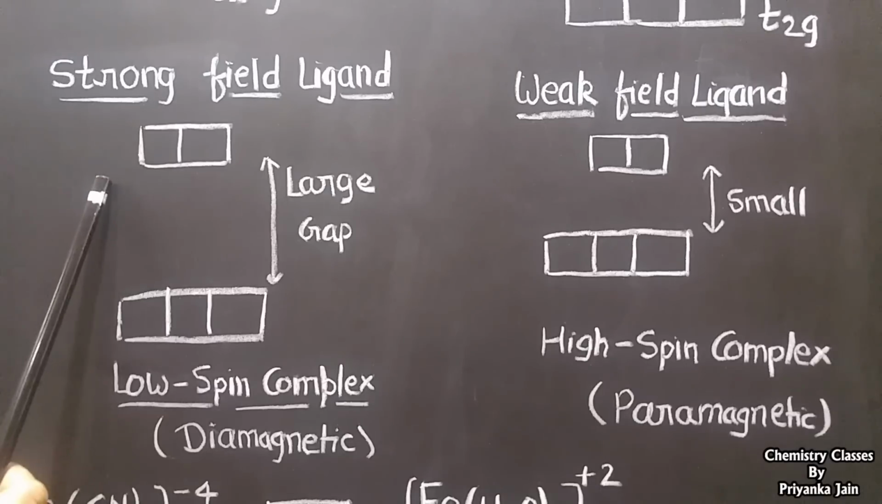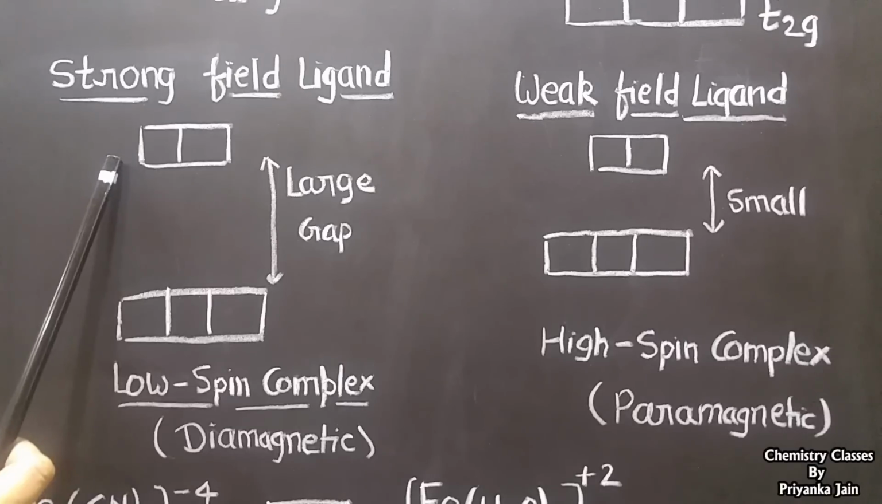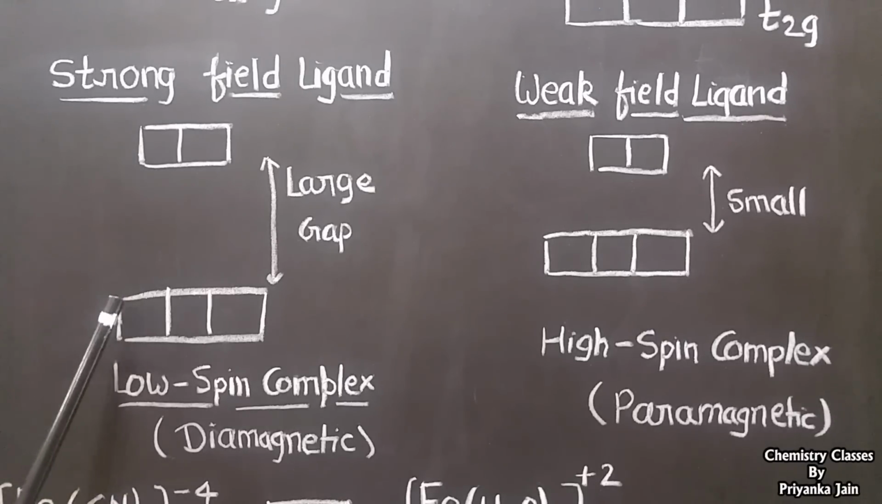So the energy required to jump the electron to this level is very much higher as compared to the energy that is needed for pairing the electrons in these levels. So the electron wants to pair up. It means they firstly get filled in this t2g level, and then they pair up, and then they come to the eg level. So the complex that we get is of low spin type. It means the maximum electrons get paired and we get a low spin complex, and such complexes are mostly diamagnetic.